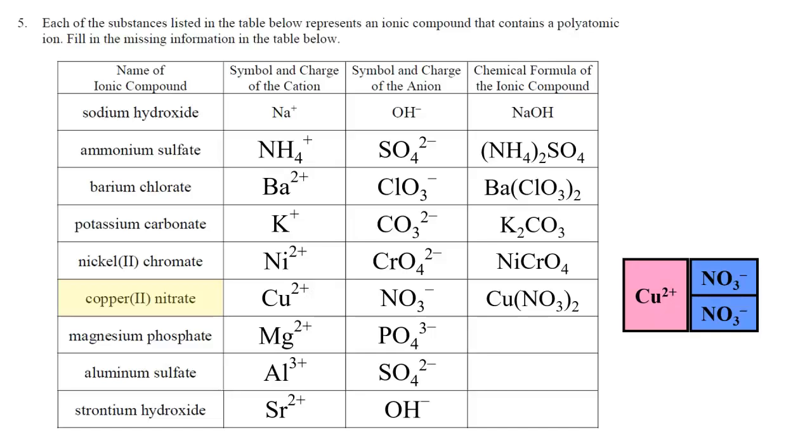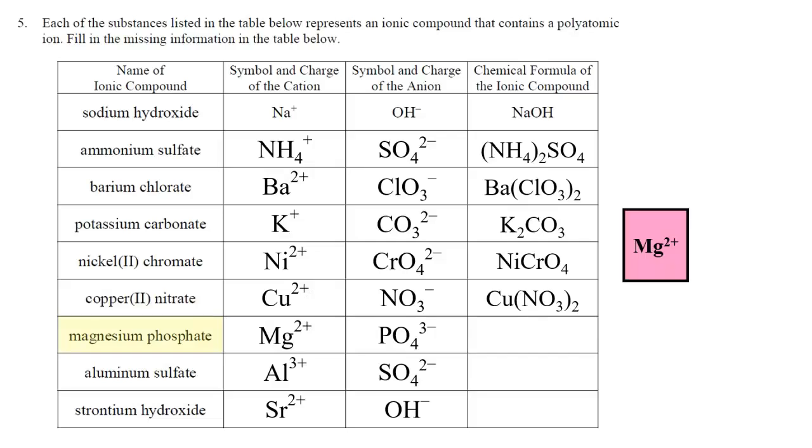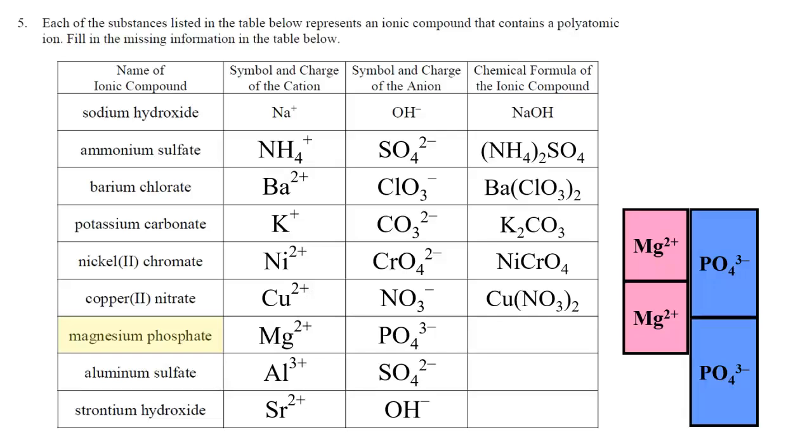All right, our next example is magnesium phosphate. Now, 1 magnesium and 1 phosphate are not going to balance each other out because magnesium is +2 and phosphate is -3. If I add another magnesium, the charges are still not balanced. If I add another phosphate ion, I'm getting closer, but the charges are still not balanced, and so hopefully you can see that we need 3 magnesium ions for a total charge of +6. We need 2 phosphate ions for a total charge of -6.